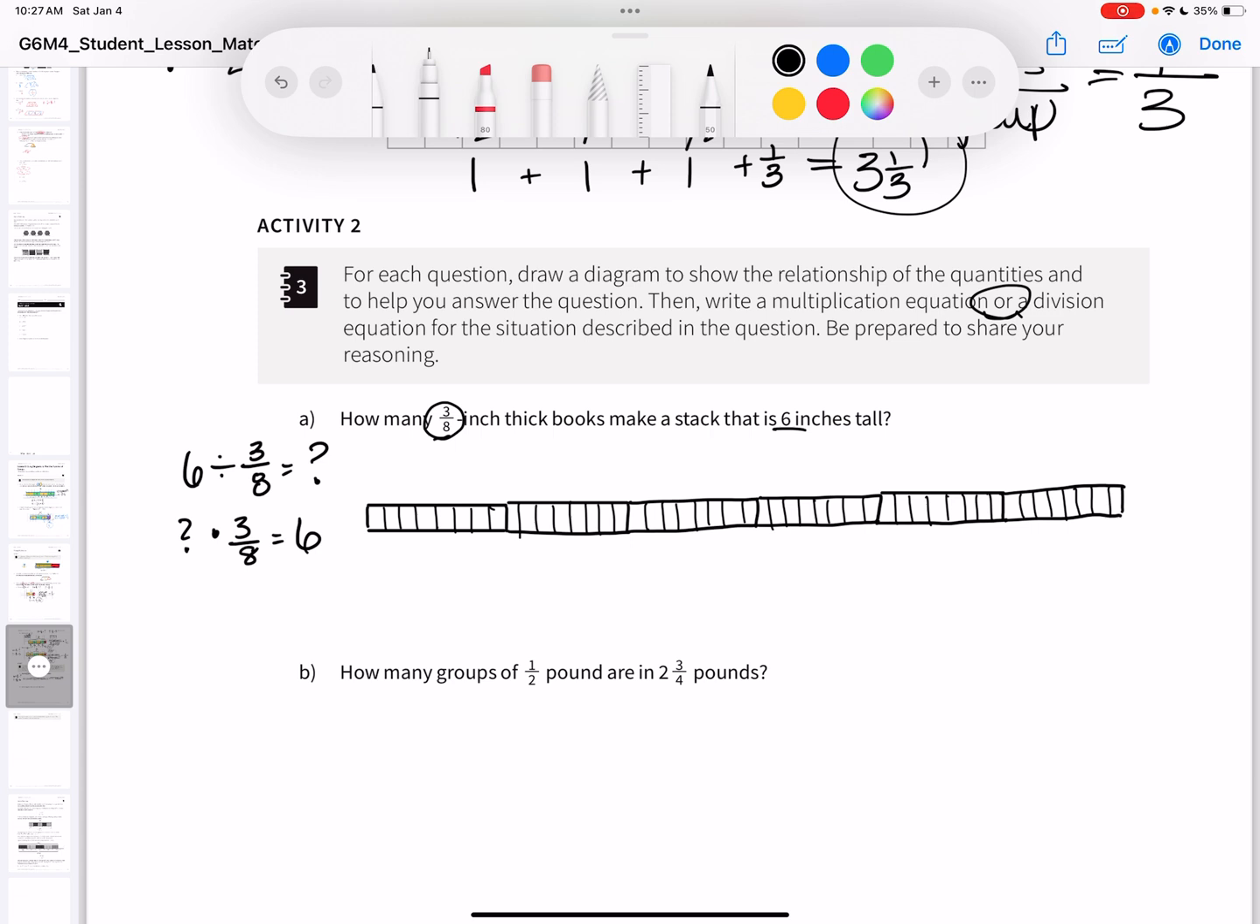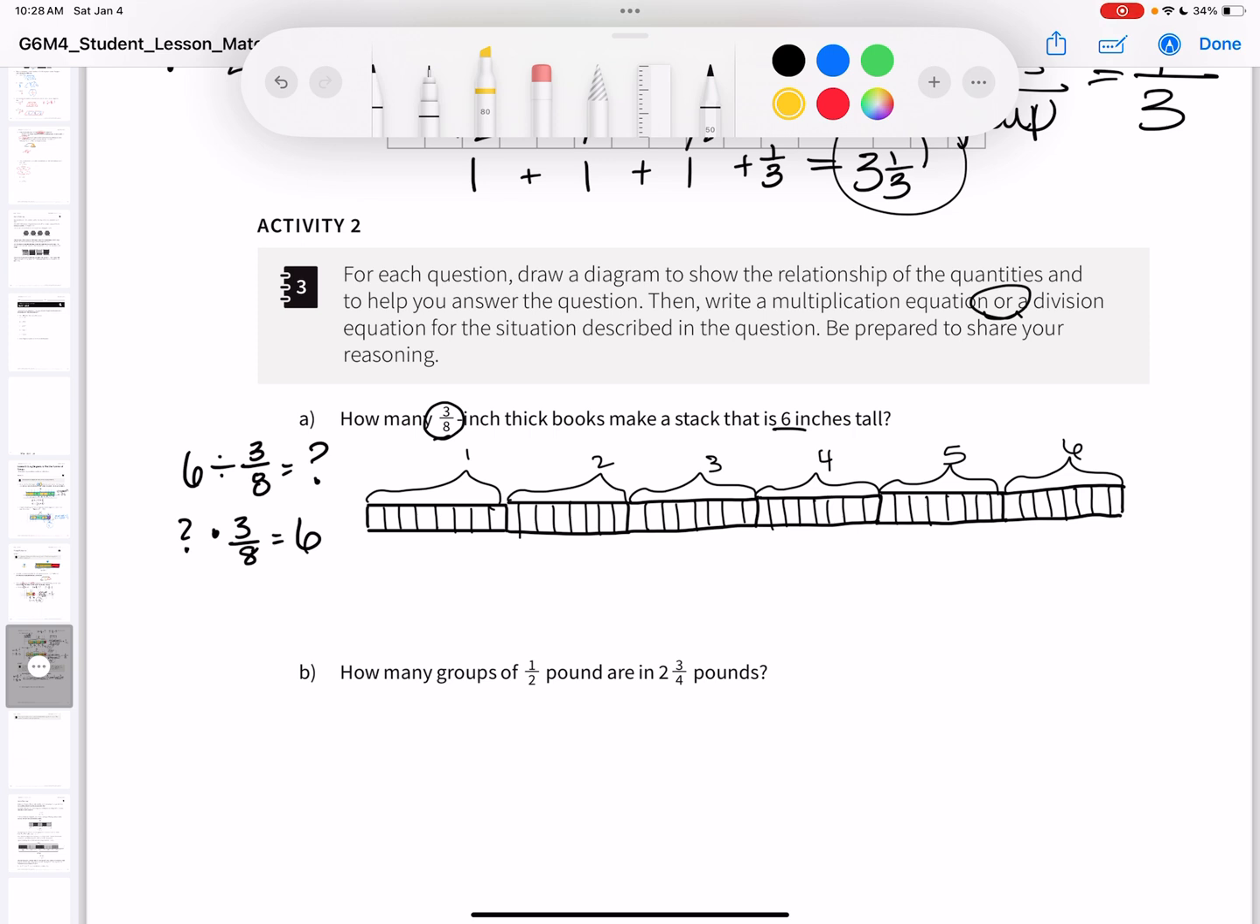All right, so now that we have these, we have our 1, 2, 3, 4, 5, 6. There are 6 inches tall, right? And our books are 3/8 inches thick. Okay, so it's asking how many books are there, right? Okay, so now we are going to start coloring in our 3/8.